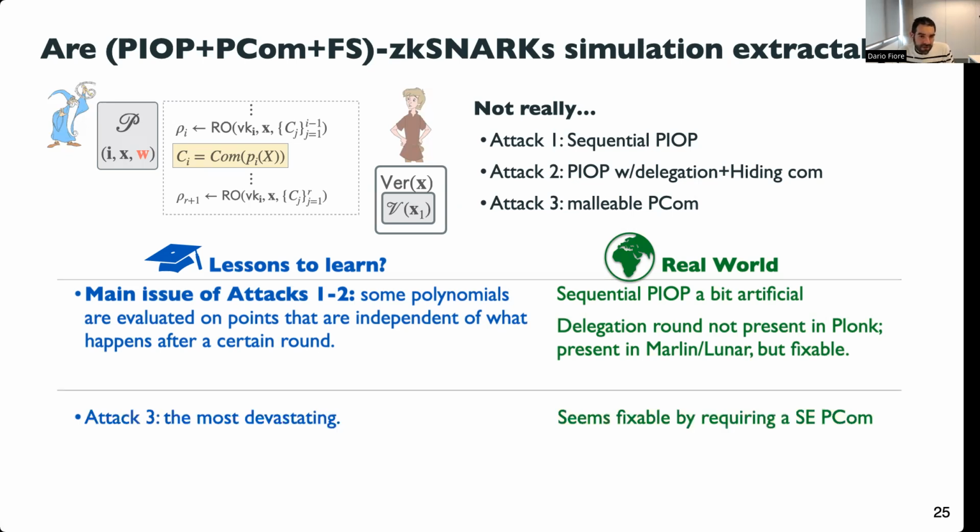Okay, so the third attack, which is the one that would rely on this potential malleability of the polynomial commitment, is the most devastating, because as we have seen, you could even make a proof for different statements. Now, an observation that for now we'll keep at a high level is that this could be fixable if we require the polynomial commitment to be simulation extractable.